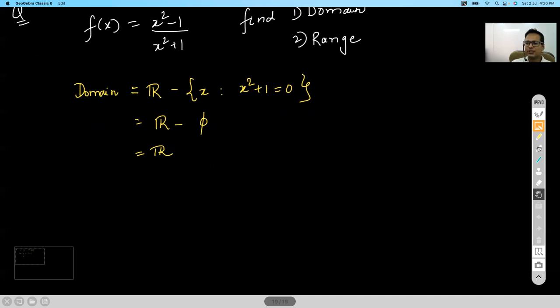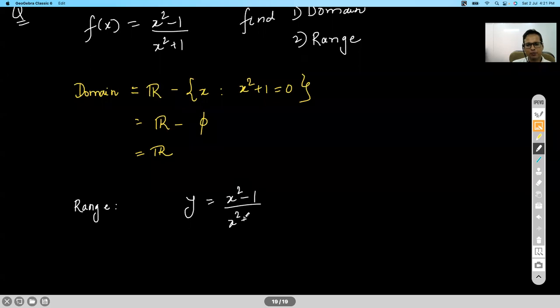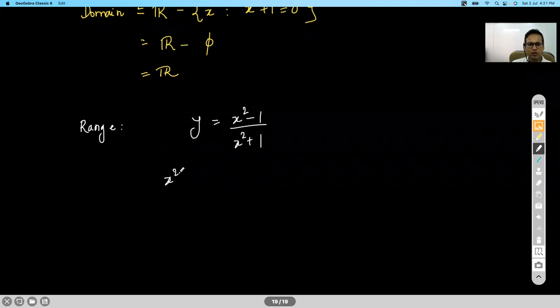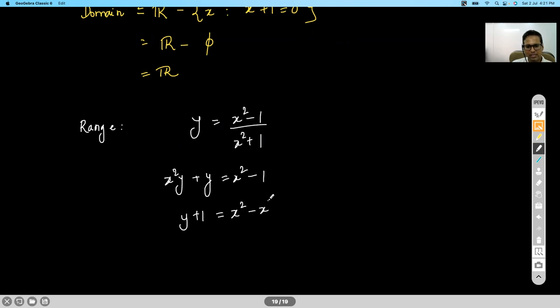Now, what about the range? Let's talk about it. For range, I'm going to use the same approach. I'm going to write X in terms of Y. When I cross multiply, taking the denominator to the other side, Y plus 1 is equal to X square minus X square Y. So you end up getting X square times 1 minus Y. So X square will be equal to Y plus 1 by 1 minus Y.